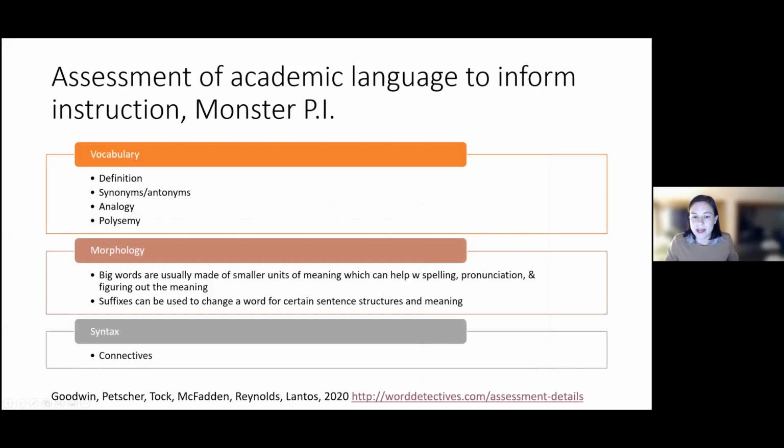So let's go back to this. Those are all the tasks that are in the Monster PI. And they are continuing to look at how this is helpful for informing instruction.